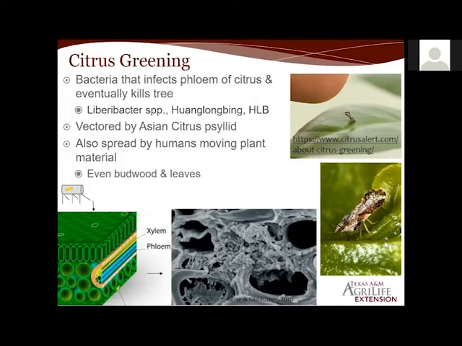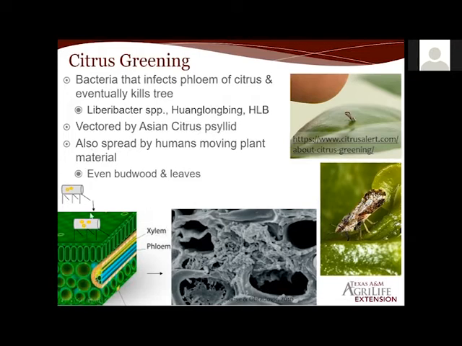It's vectored by a little insect called the Asian citrus psyllid, which is right here. It's itty bitty, very small. And it can be spread by people moving plant material like cuttings, even young budwood and leaves. So again, be really careful where you get your cuttings and things from.